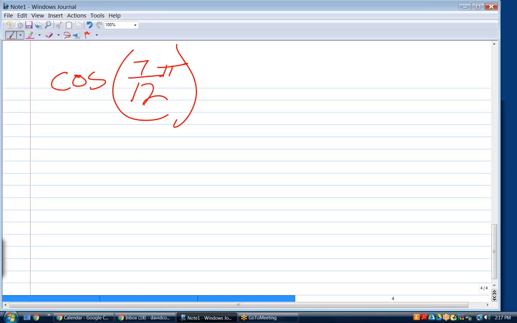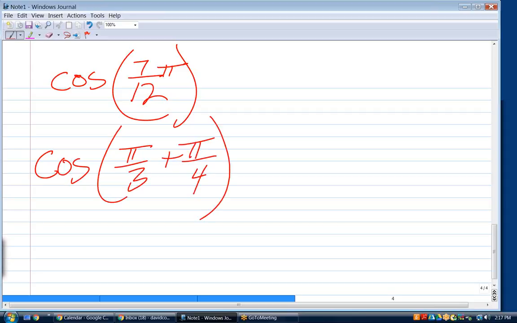But if I know that 7 pi over 12 is the same as pi over 3 plus pi over 4, which it is, I can use my sum and difference identities using all angles that I know. What's this going to be equal to? What's the sum and difference for cosine?